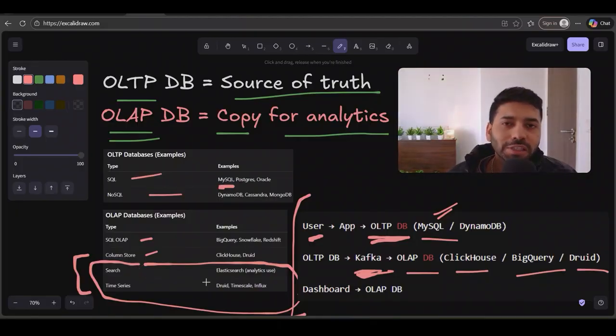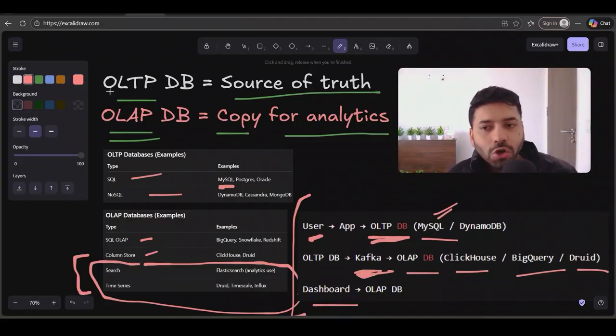All of these databases have their different properties, and based on that they can be used as OLTP or OLAP. Using OLAP, because you have all the history of data here, you can create dashboards, create metrics, analyze things, do aggregations, and much more.